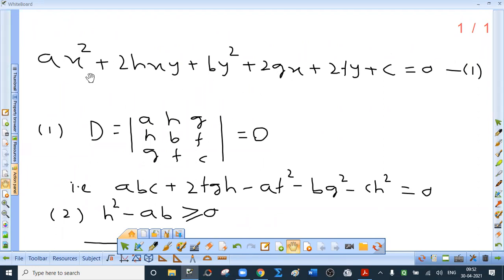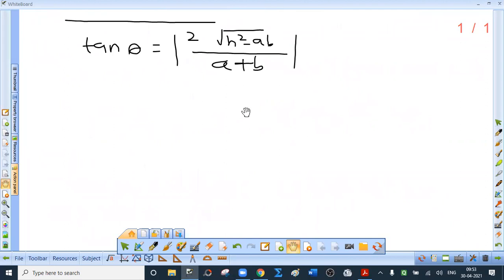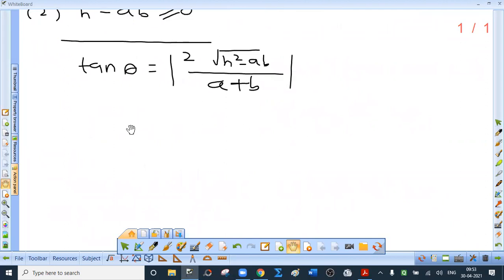So formula for finding angle between lines given by this equation is the same as formula for finding angle between lines given by ax square plus 2hxy plus by square equal to 0. So in this case also formula remains the same. Tan theta is mod of 2 root h square minus ab upon a plus b, provided, this is important, a plus b is not equal to 0.